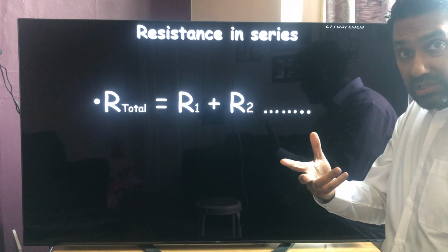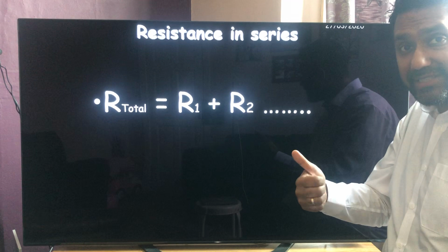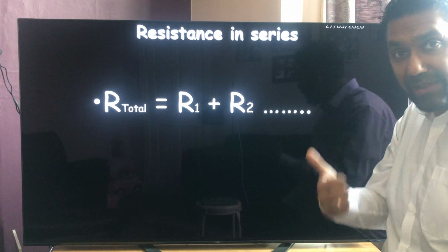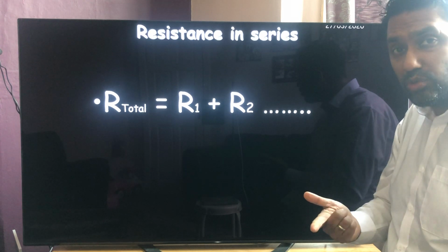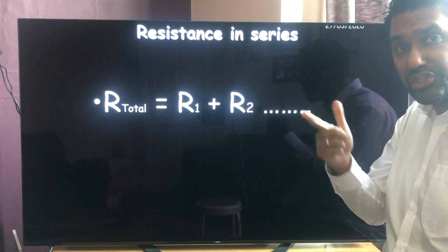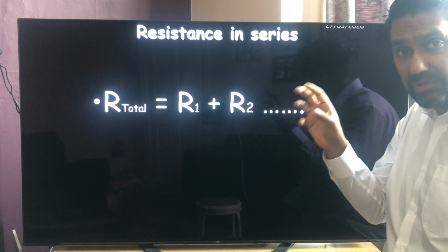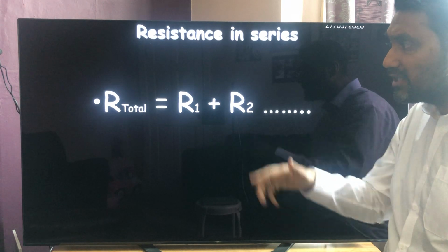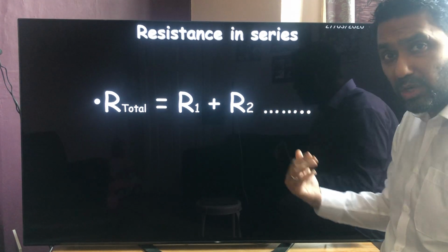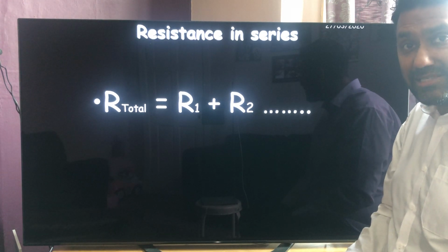But what are the rules with a series circuit? The first one is that the current is the same at every point. The current is the same at any point. The second rule is that the voltage is shared amongst its components. So whatever the total voltage is from the battery, it will be shared amongst its components. And the last rule is the total resistance of the components is the individual resistance of each component added together.